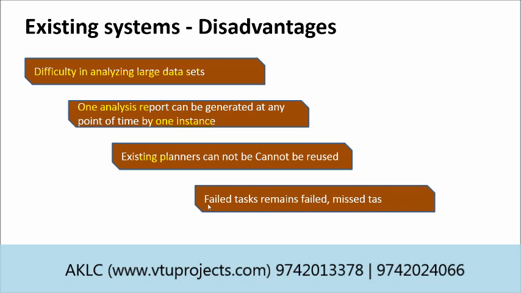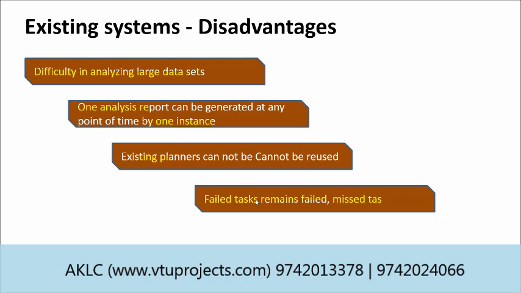The next disadvantage is that a failed task remains failed and a missed task remains missed. What does that mean? Say, for example, you have scheduled a job at 3 p.m. The server turned off at 2:55 p.m. itself, and the server came back only at 3:05 p.m. So at exactly 3 p.m., the server was turned off. We call that a missed task. None of the existing planners will bother to pull it back. It will just forget about it. That's what we call a missed task.